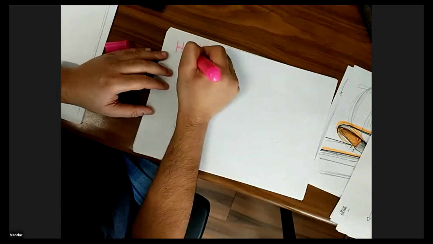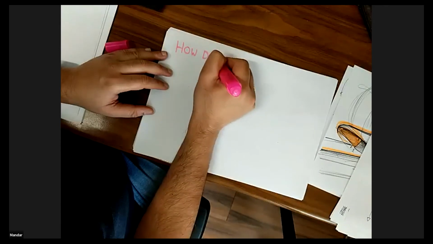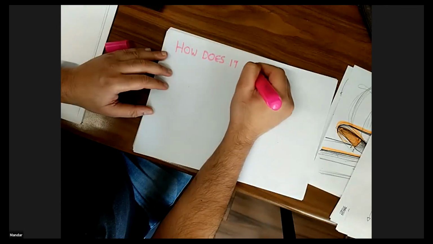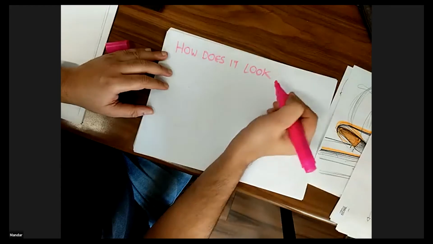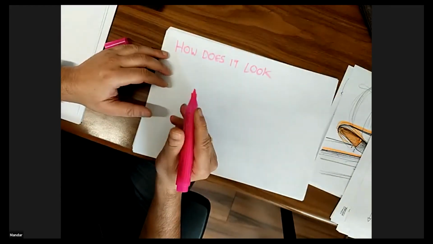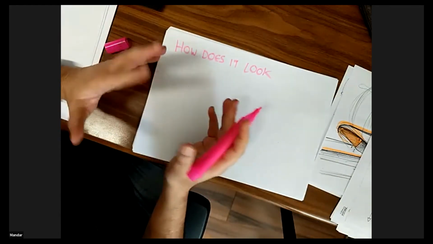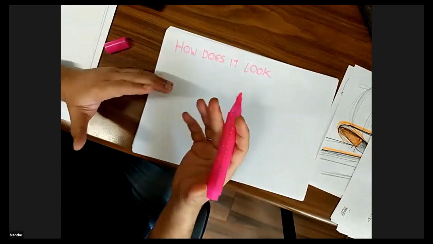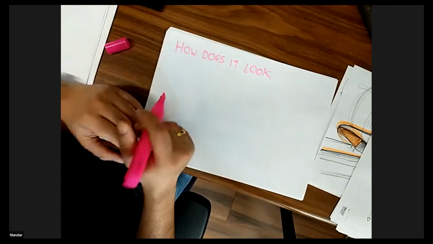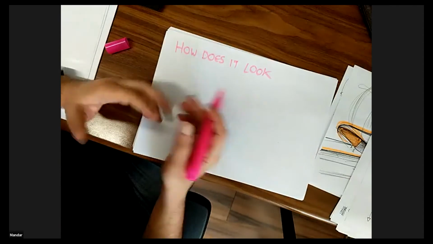First, we are trying to say, let's say, how does your idea look? So in terms of the form, in terms of the shape, in terms of maybe the color, physically, how does it look, right? So that's the basic.